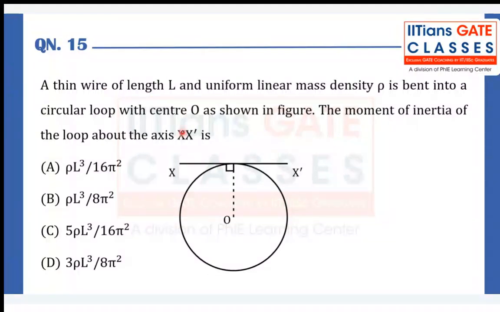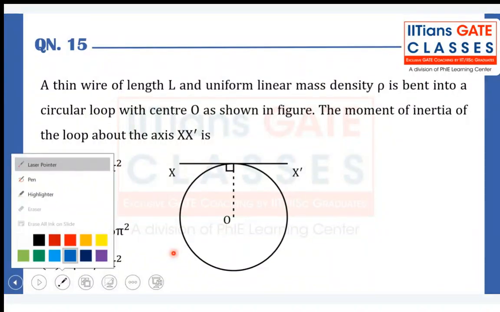A thin wire of length L and uniform linear mass density rho is bent into a circular loop with center O as shown in this figure. The moment of inertia of the loop about this axis x dash is what we are supposed to calculate.